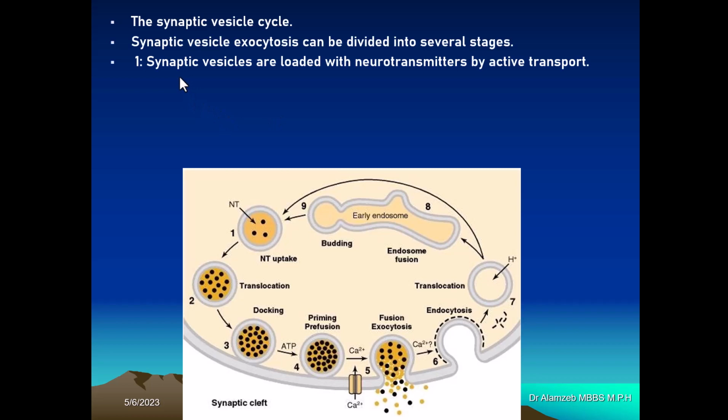The synaptic vesicle recycling takes place in steps. In these steps, synaptic vesicles are loaded with neurotransmitter by active transport. I told you when these vesicles arrive at the nerve terminal, they are empty, and then they are loaded with acetylcholine by active transportation.